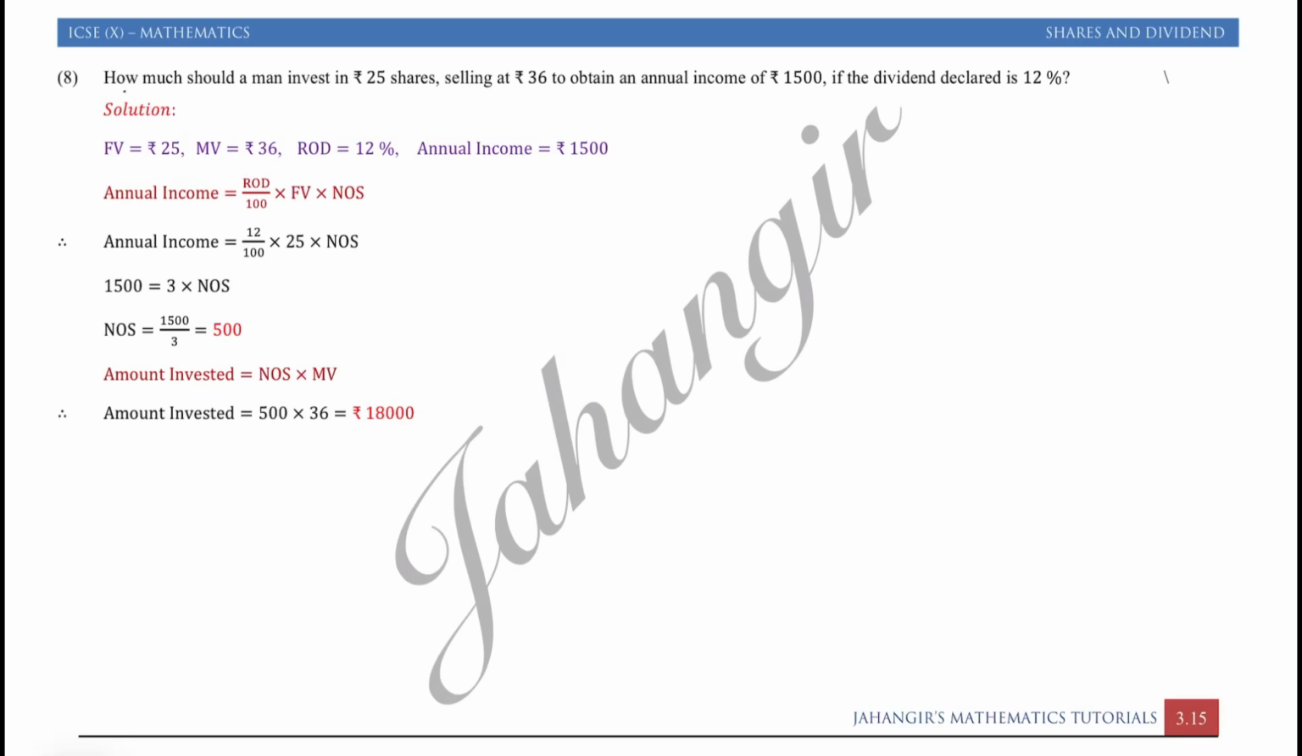Question number 8. How much should a man invest in rupees 25 shares selling at rupees 35? Selling and buying value is always market value. To obtain the annual income of rupees 1500 if the rate of dividend is 12%. So let us write the information first. We will write info.